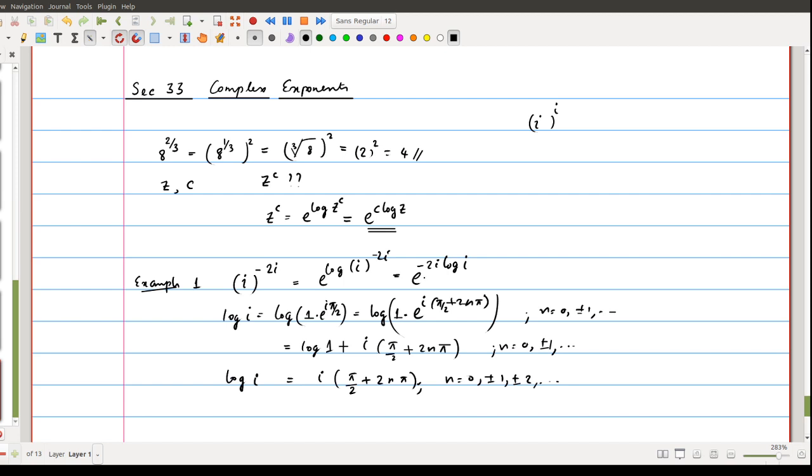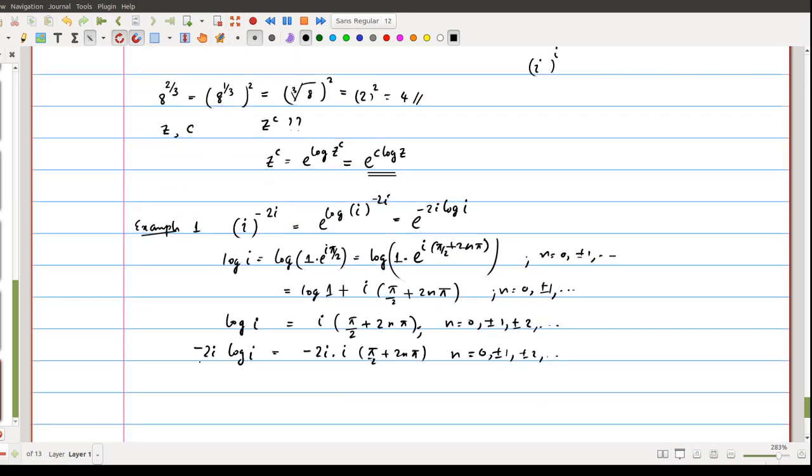Now we have to evaluate minus 2i times log i, that is minus 2i times i times pi by 2 plus 2n pi, n is equal to 0, plus or minus 1, plus or minus 2, etc. So now we can evaluate minus 2i times log i. Since i squared is minus 1, minus times minus 2 is 2 itself, so we get 2 times pi by 2 plus 2n pi. So this is the value of minus 2i times log i, where n varies over 0, plus or minus 1, plus or minus 2, etc.